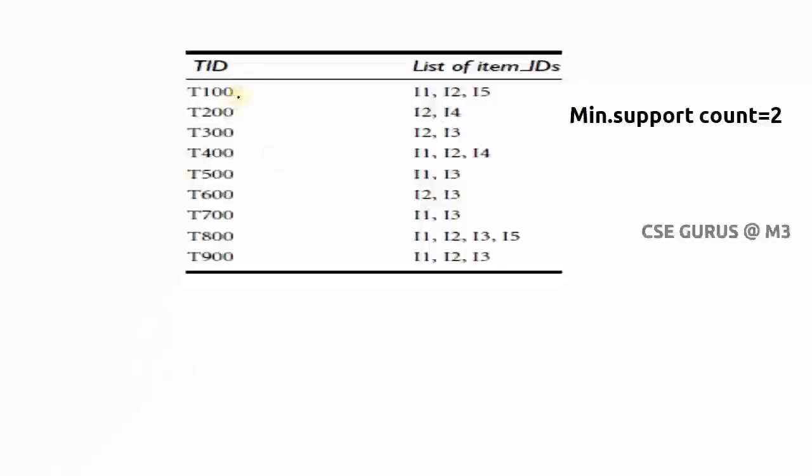Let us consider one database consisting of 9 transactions, where each transaction lists the items purchased by a customer. In the first transaction 3 items are purchased, that is I1, I2, I5. In the second, I2, I4, and like this you have all the transactions. Now the question is: find all the frequent item sets by using the Apriori algorithm, where the minimum support count is given as 2. How do we process this and find the frequent item sets here?